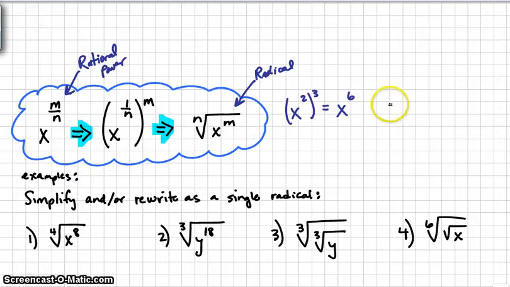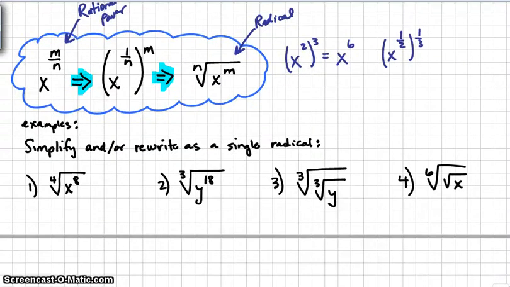One speculation question that I'd like you to think about is, what if those were roots instead? So what if we had 1/2 and then 1/3? Would we still multiply? That's something that you want to consider. So let's try some of these problems down here. They want you to simplify or rewrite as a single radical.